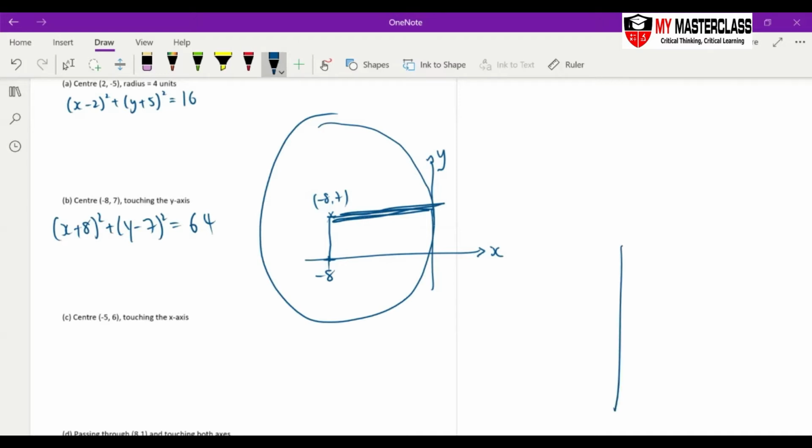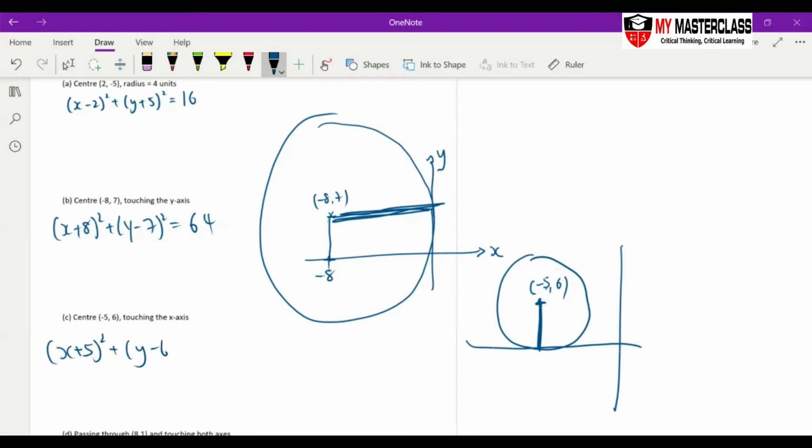Okay? So the opposite is true. That means if I touch the x-axis, (-5, 6), I touch the x-axis. This means that my radius follows the y coordinate. So can you tell me what is the equation of the circle? (x + 5)² + (y - 6)² = 36. Okay?